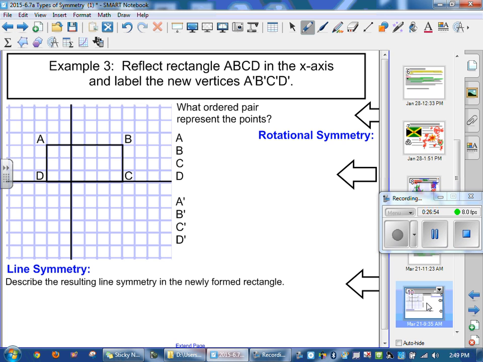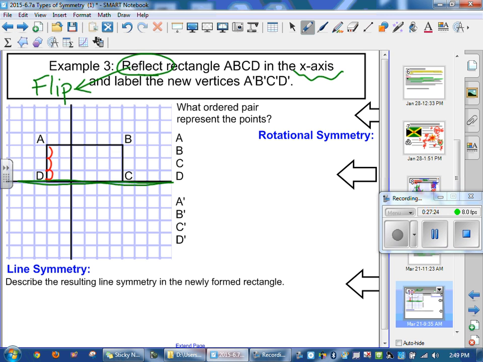Now, this one says we're going to reflect. Well, what's another word for reflect that we talked about? Somebody said it earlier. Flip it. We're going to flip it. Reflect means flip. Well, if it says we're going to flip it in the x-axis, that means I'm taking this line and I'm going to take the object and flip it down. Okay? I'm flipping it down. So, that means it's going to come here.